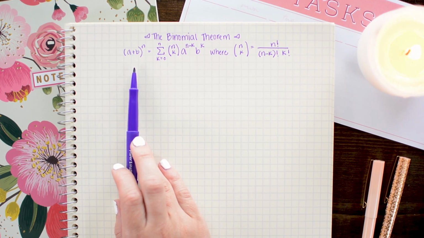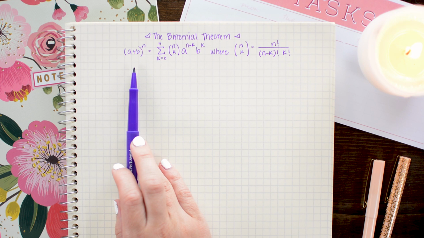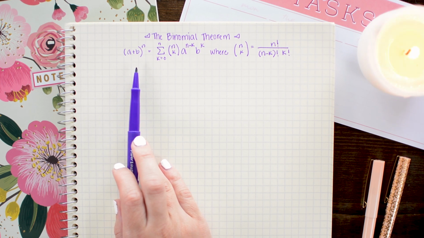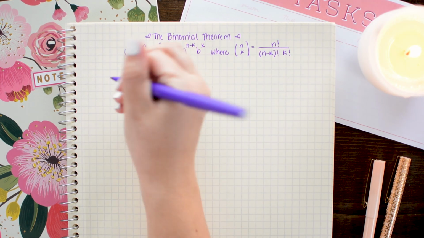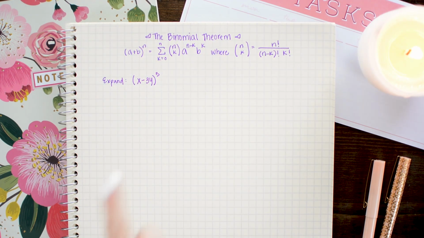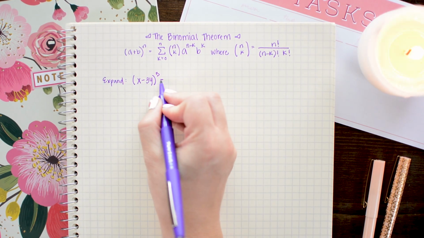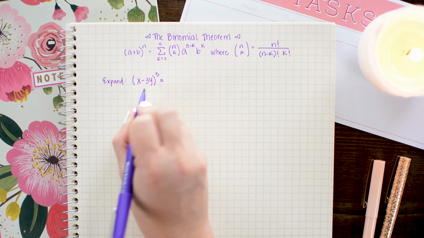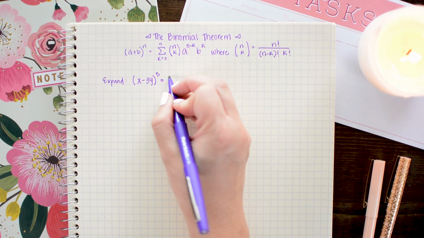But bear with me, it will pay off in the end. Plus I'm going to show you some shortcuts to help you get through what could be a really long problem. So let's go ahead and do an example. Let's expand (x - 3y)^5. So what this means is that I want to multiply x minus 3y with itself 5 times.